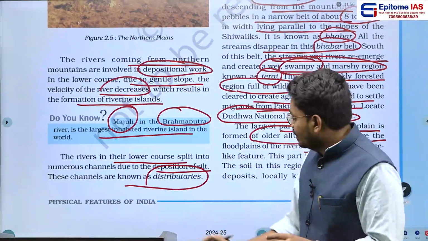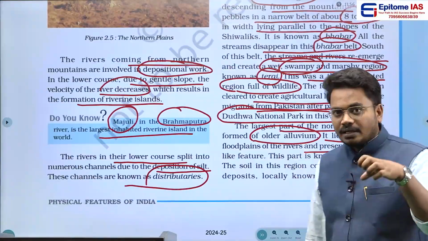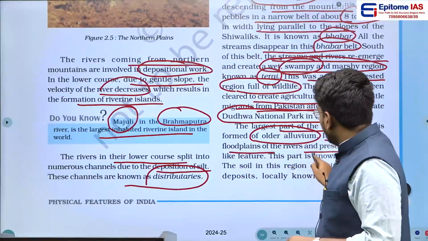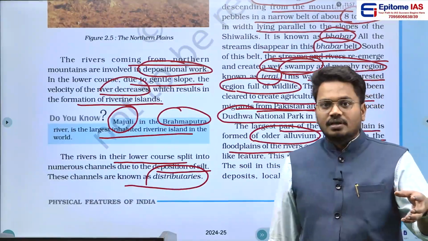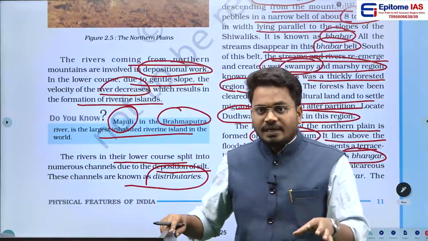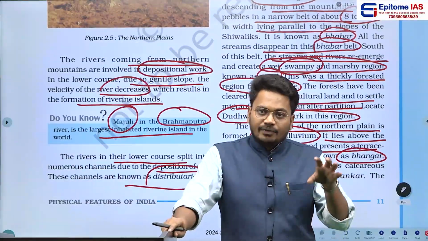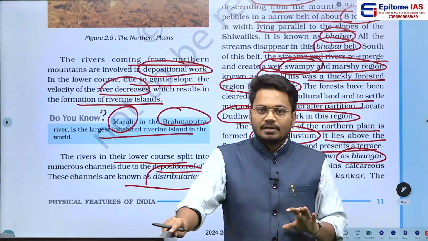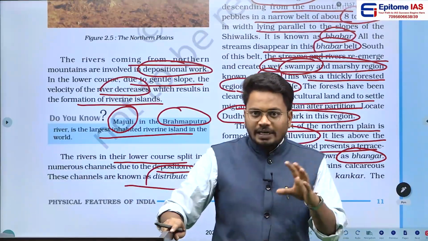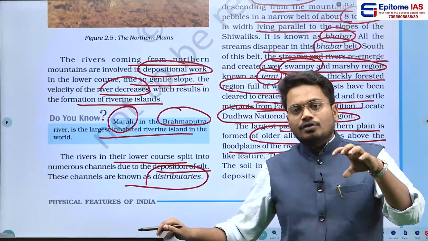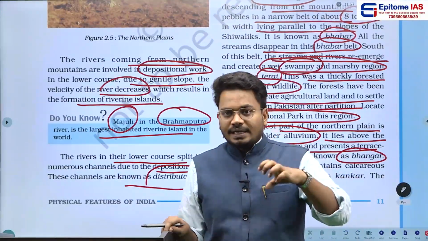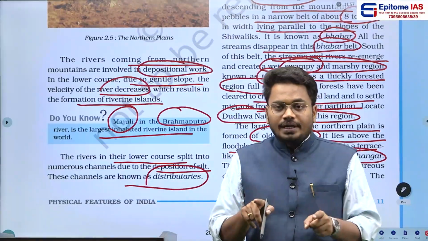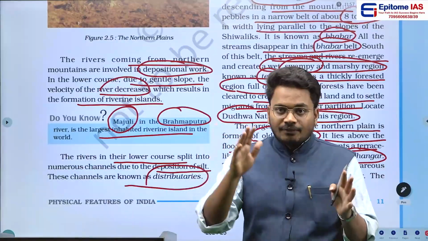Right. And if you see these particular older alluvium deposits, they are seen above the floodplains of those particular rivers. What is the floodplain? Floodplain is nothing but the area which was formed because of overflow of any river. Overflow of any river is called a flood. So, the plain which is formed because of the floods created in a river. So, these older alluvium soils are formed above these floodplains.